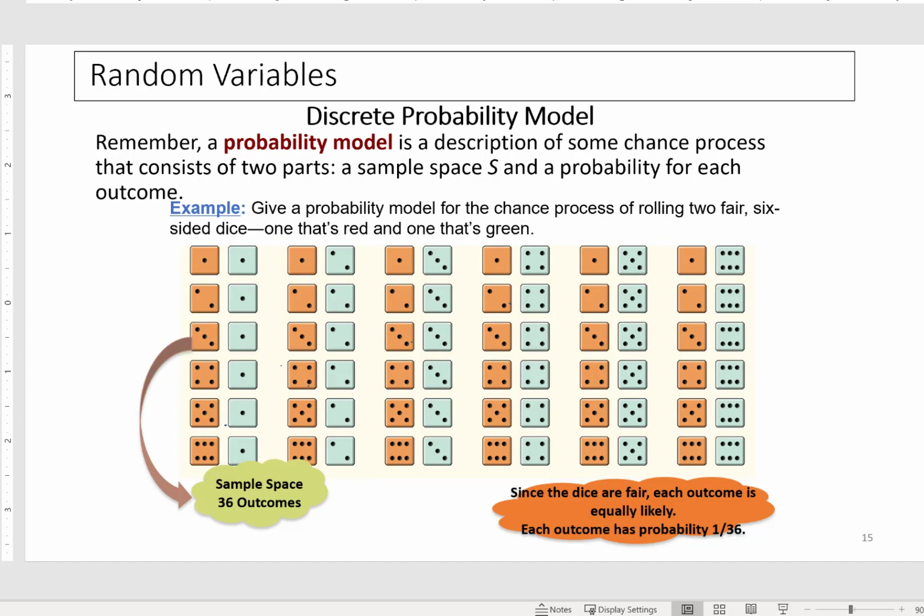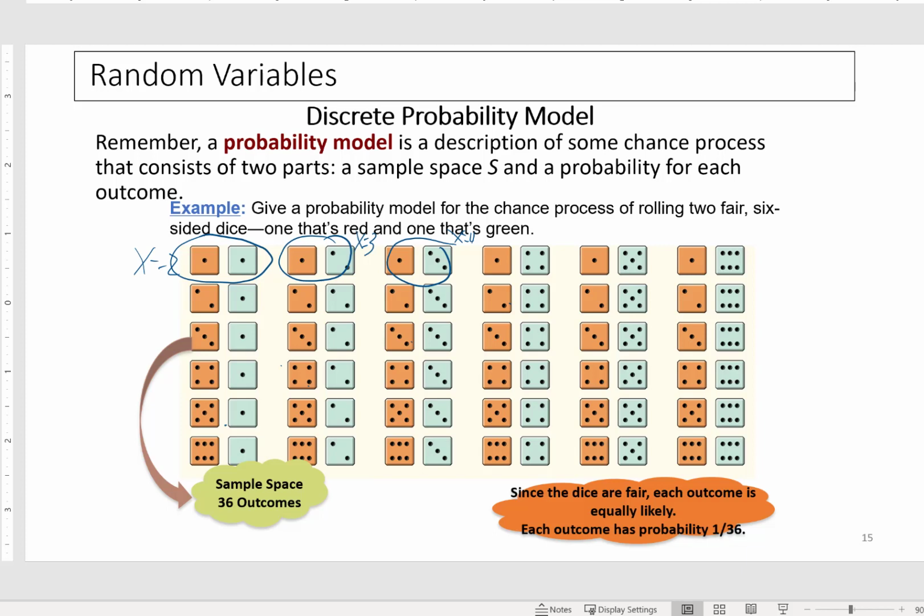Now let's look at another example. This is a probability model. We're going to look at rolling 2 fair dice, 6-sided dice, one that's red and one that's green. And we can actually pictorially show all the outcomes. There are 36 different outcomes in here. If our random variable is the number of pips that we see after we roll the dice, this one would be x equals 2. This would be x equals 3. This would be x equals 4, and so forth.